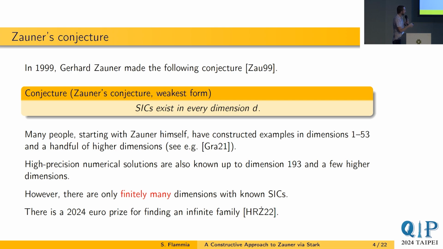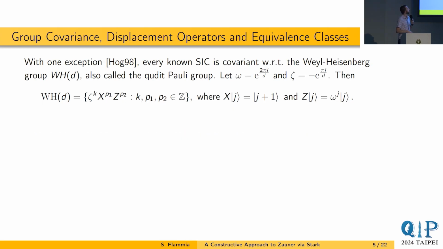People have constructed high precision numerical solutions in dimensions up to 193 and a small number of higher dimensions. However, there are only finitely many dimensions to date where there are known SICs. There's even a prize if you can find an infinite family. With one exception, every known SIC in this example is somehow sporadic. It involves quaternions or something, so it's unclear if that will generalize.